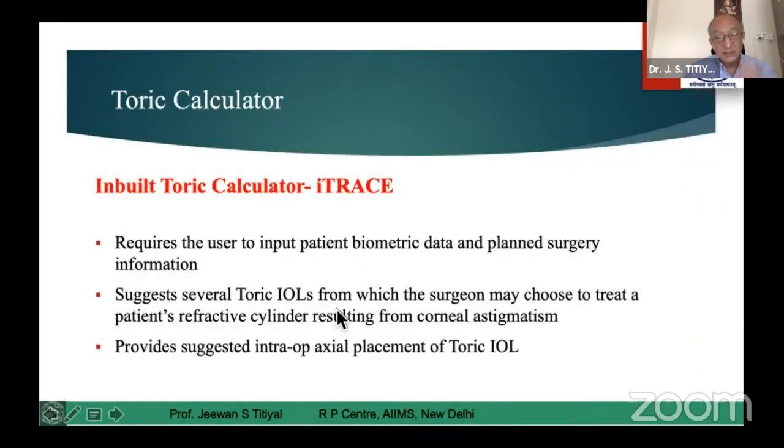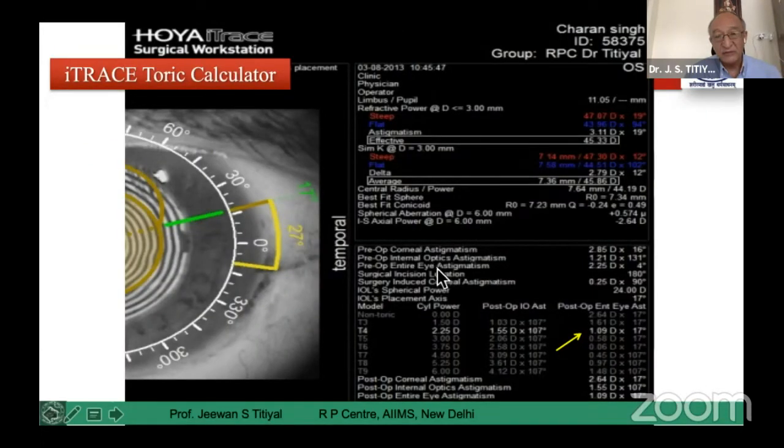The inbuilt toric calculator in iTrace is one that many people may not be using in today's generation of various IOL formulas and optical biometry, because this device doesn't give you axial length. That is a major flaw. Otherwise, it gives you all the other parameters. So it can still give you a good toric calculation based on the entire set of parameters which you can feed in here. You can enter the central corneal power, best fit sphere for a conicoid, spherical aberrations, and the inferior-superior axis power difference. All are available here.